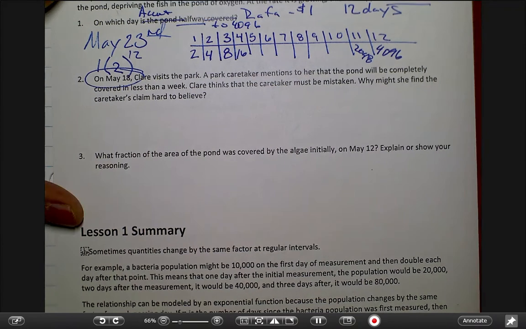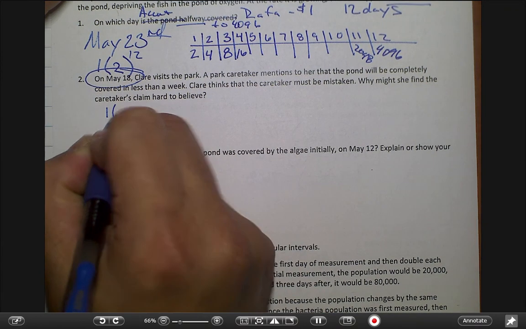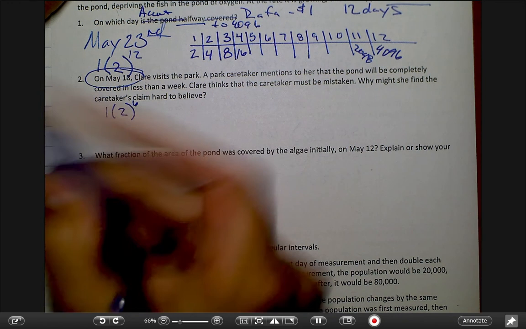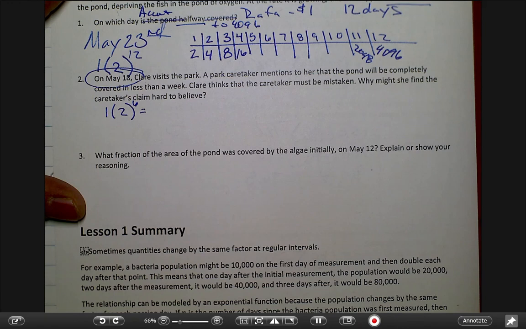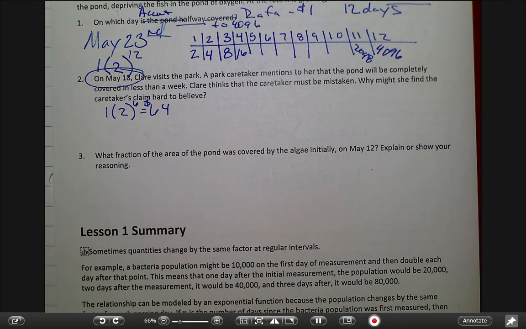6 days? So let's see what we got here. My initial would be 1, times 2, and my 6 days have passed, right? Which is going to give me 64. Wait, I should have just looked at my paper. I was right. No wonder I was like, how did you get it so fast? So Rafa, after 6 days, will have $64, and the banker says, "Hey, in less than a week, you're going to have 4,000."